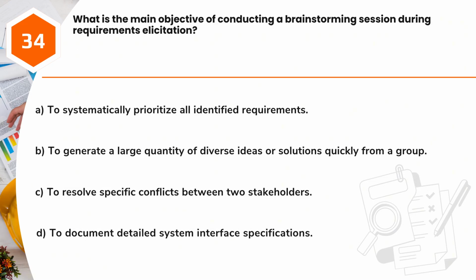Question 34. What is the main objective of conducting a brainstorming session during requirements elicitation? A. To systematically prioritize all identified requirements. B. To generate a large quantity of diverse ideas or solutions quickly from a group. C. To resolve specific conflicts between two stakeholders. D. To document detailed system interface specifications.